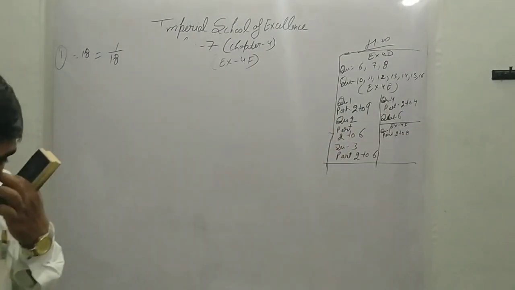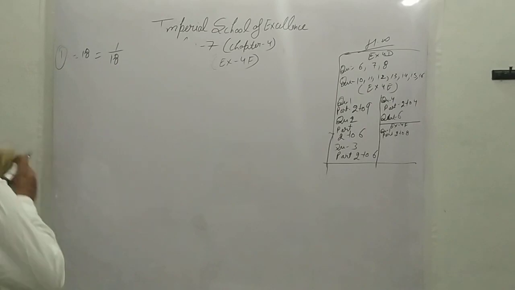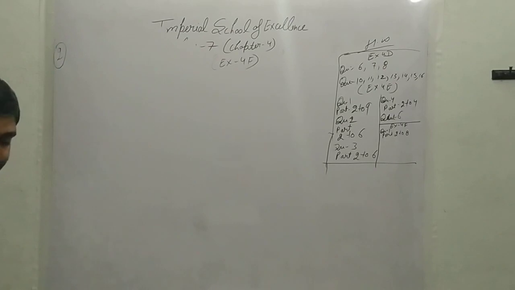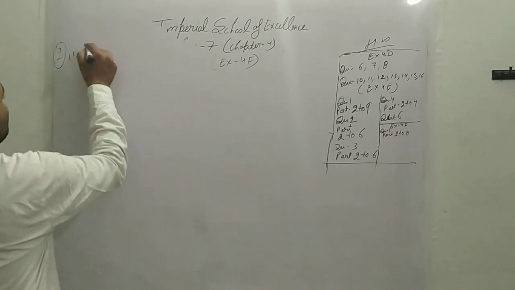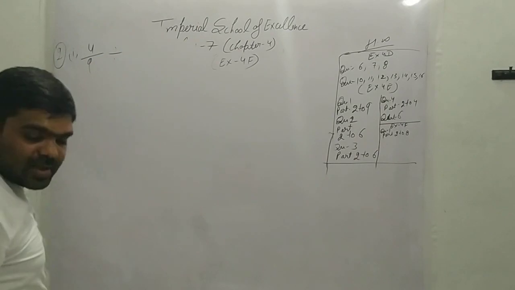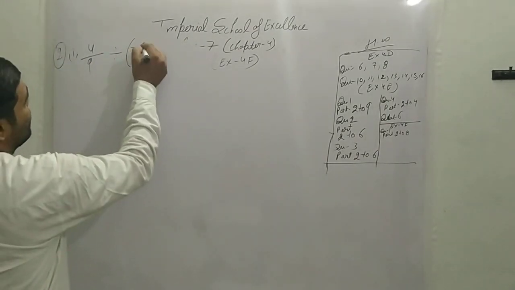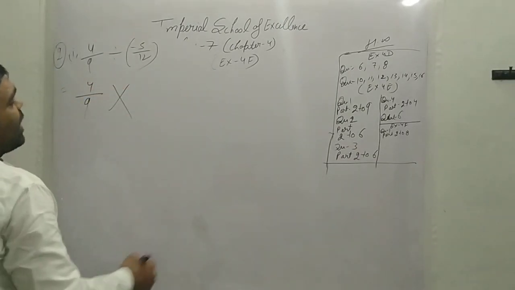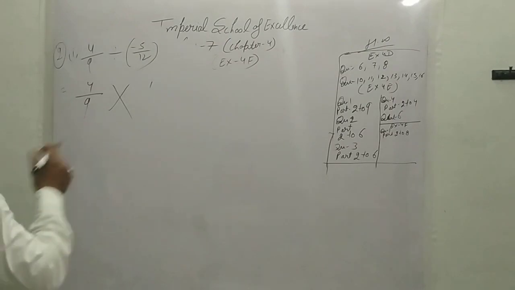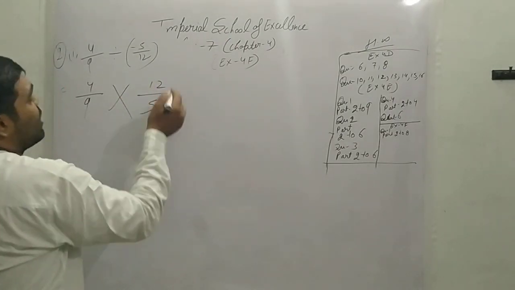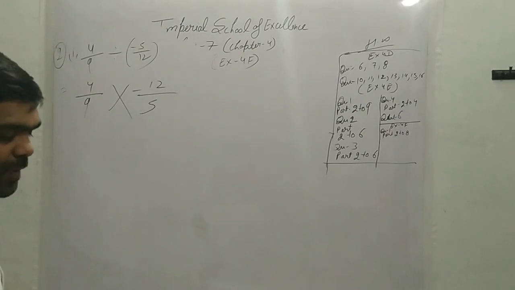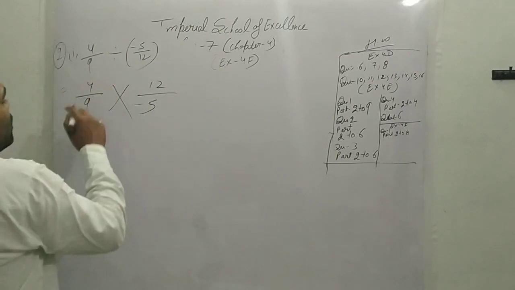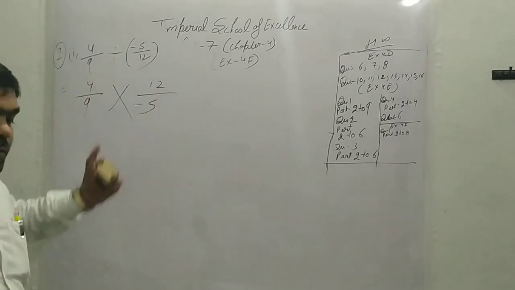After that, question number 2 is given here. Simplify 4/9 divided by -5/12. What you have to do? Write here 4/9. Put here a multiply sign. 12/5. The minus sign will be in front of your 12. Now 4/9 multiplied by -12/5.